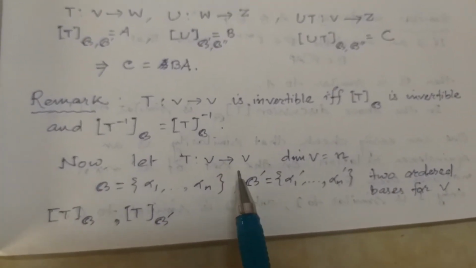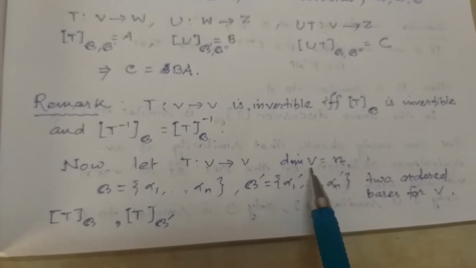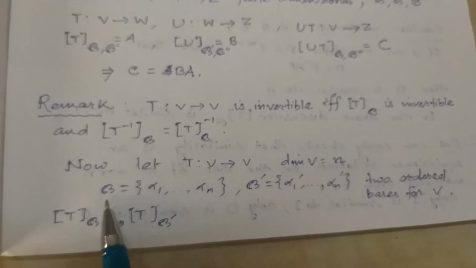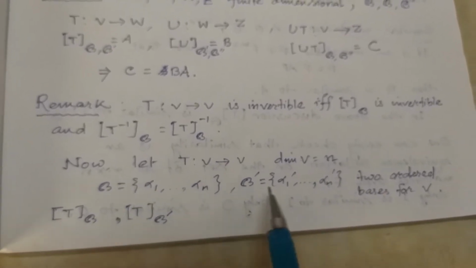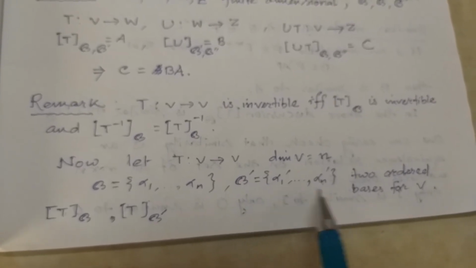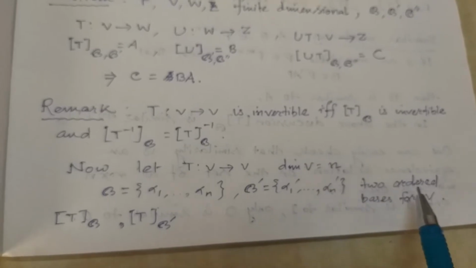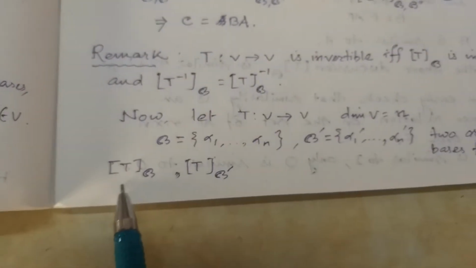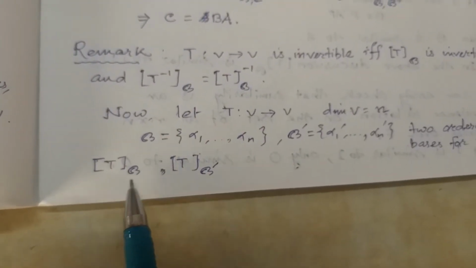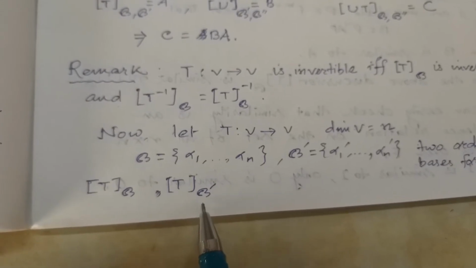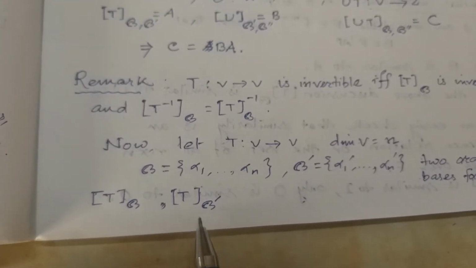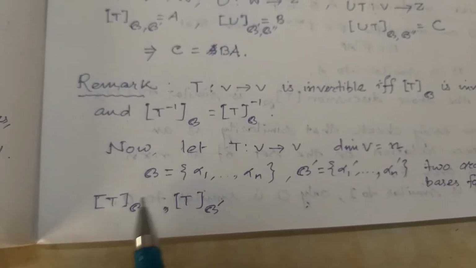Okay. Next we have some observation. Let T from V to V be a linear operator, dimension of V equal to n. B equal to alpha 1, alpha 2, ..., alpha n, and B dash equal to alpha 1 dash, ..., alpha n dash, be two different ordered bases of V. Now this is the matrix of T with respect to B, and this is the matrix of T with respect to B dash. We have to find the relation between them.